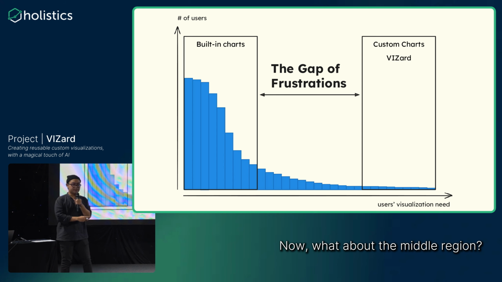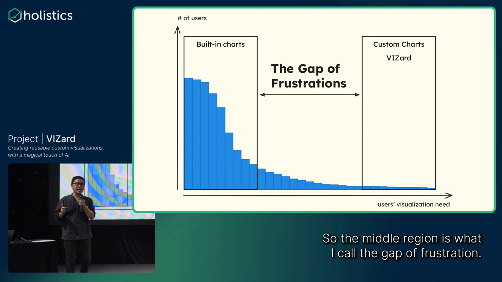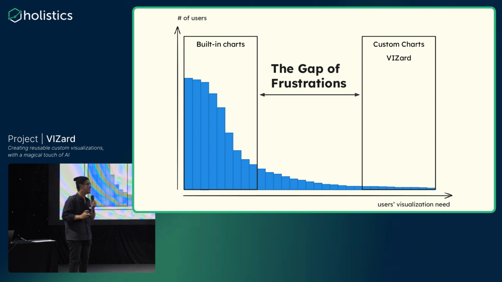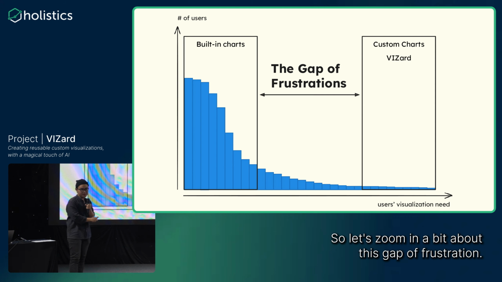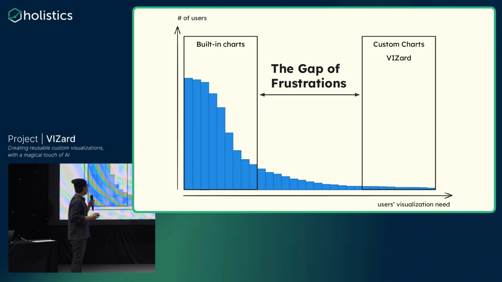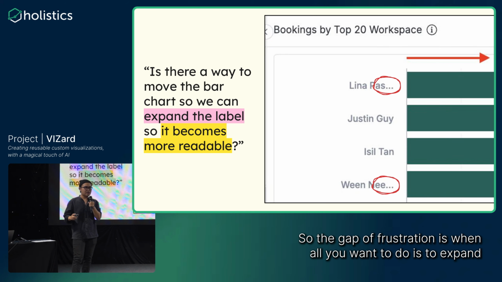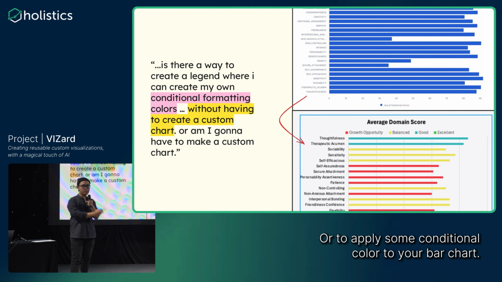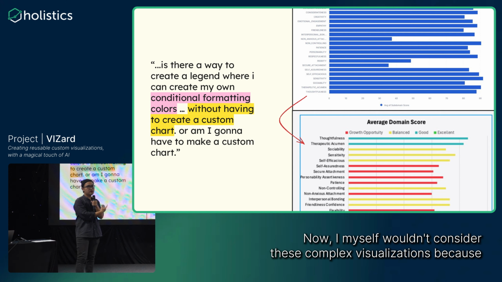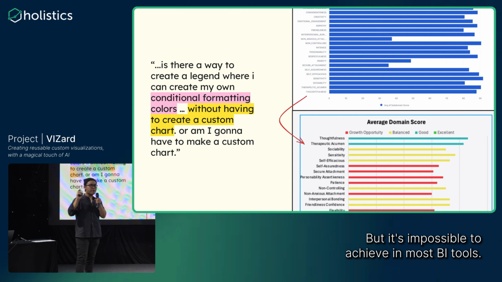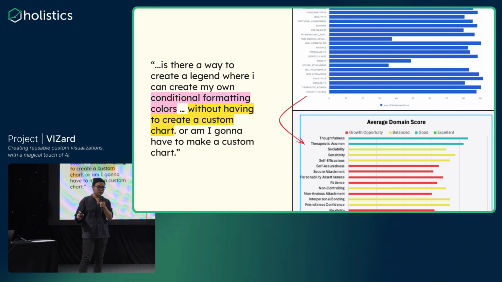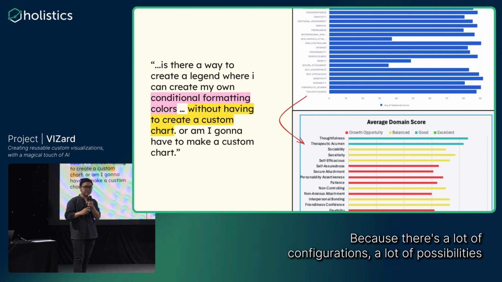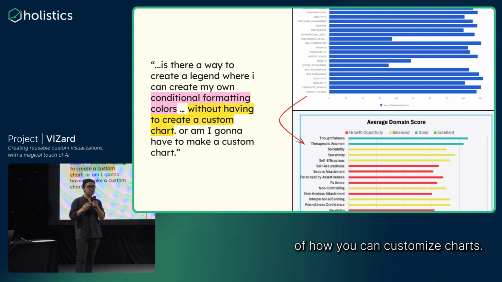Now, what about the middle region? The middle region is what I call the gap of frustration. What is it? Let's zoom in a bit on this gap of frustration. The gap of frustration is when all you want to do is expand this label to make it more readable, or apply some conditional color to your bar chart. I myself wouldn't consider these complex visualizations because it's just a bar chart. But it's impossible to achieve in most BI tools because there are a lot of configurations, a lot of possibilities of how you can customize a chart.